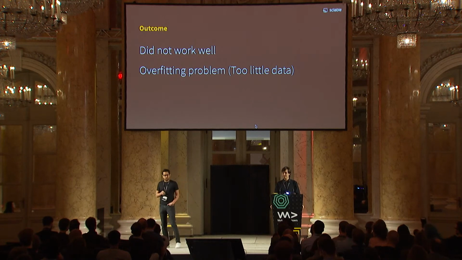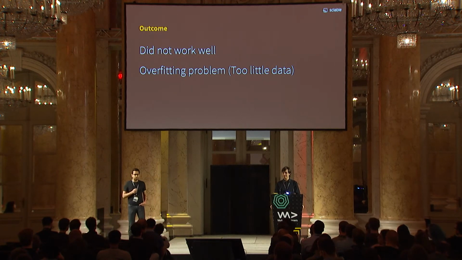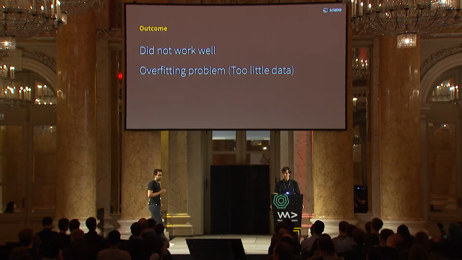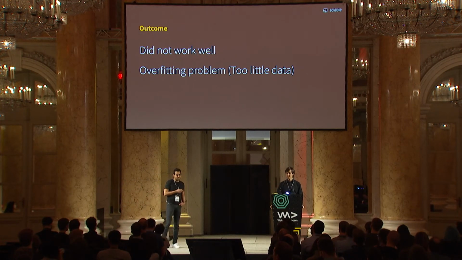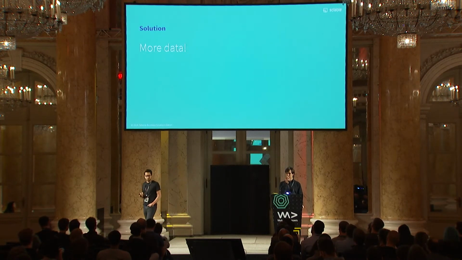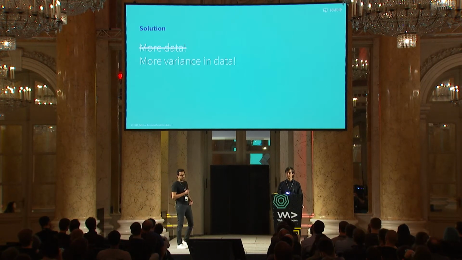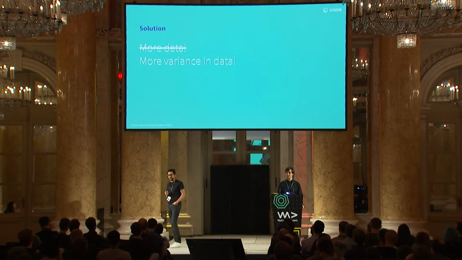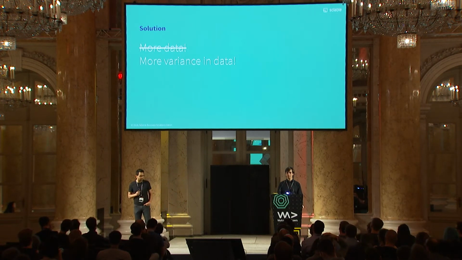And it causes the model to overfit, which is a very big problem in general when you train neural networks, because they are very highly prone to overfit very easily. So what we need is more data, of course. But it's not only sufficient to have more data. What we need is actually more variance in the data. So we need more variability that we can show to the network.